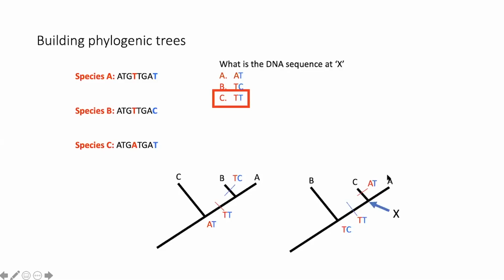It goes out and gives rise to A, which has no additional mutations in this sequence, but it then gives rise to C, which has this one additional mutation. That first T site changes to an A. So TT is the common ancestor. It's our hypothesis of the genetic state of that population that then gave rise to A and C.